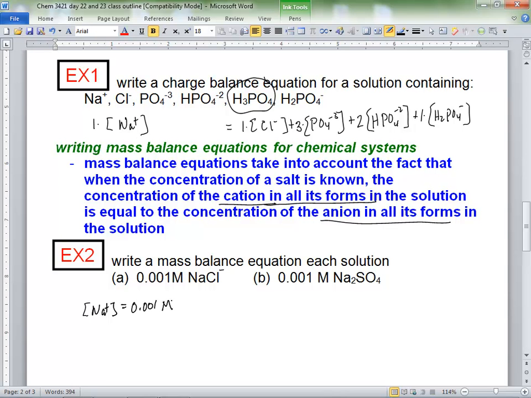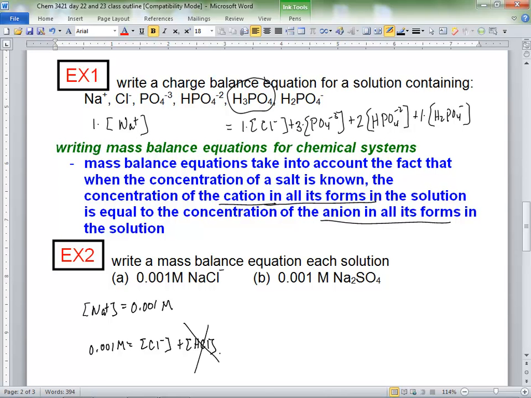Now, chloride is a conjugate base, but it's a conjugate base of HCl. Can HCl exist in solution to suck up some forms of chloride? It's a strong acid. You can't form a strong acid. So chloride in all its forms is just Cl minus. So 0.001 molar has to equal the concentration of chloride in all its forms. And you wouldn't write HCl because that doesn't exist. You can't form a strong acid.